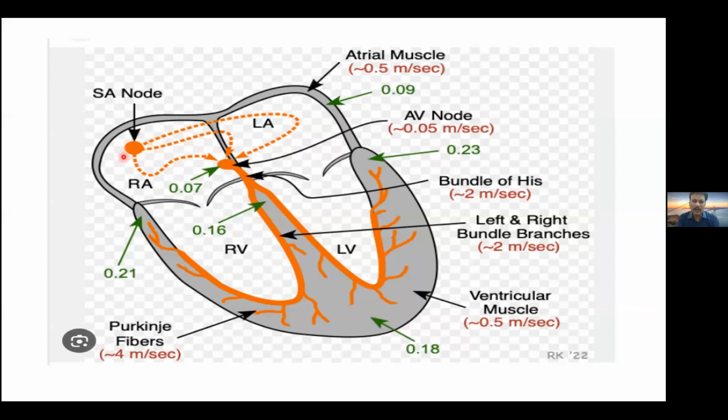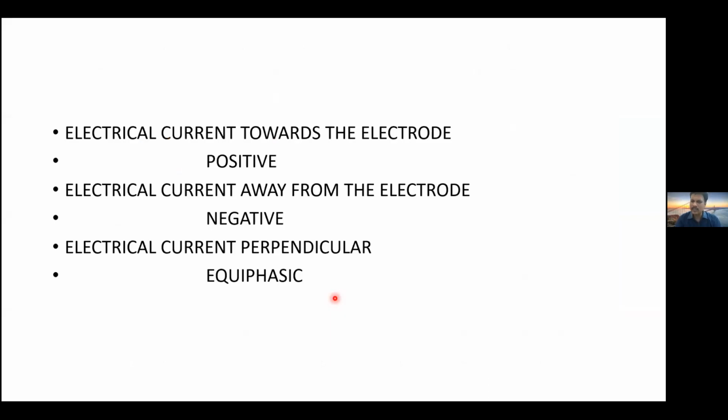See here, from this area to this area is the P wave. From this area, after the speed breaker, is the PR interval. After that is the QRS complex. Now you understand the basics. So again, I come back to the basics.